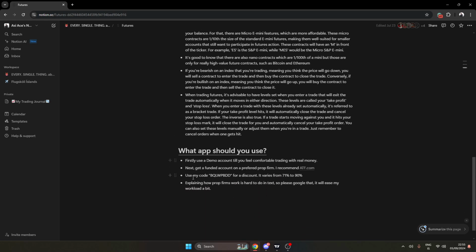What app should you use? Firstly, use a demo account till you feel comfortable trading with real money. Next, get a funded account on a preferred prop firm.